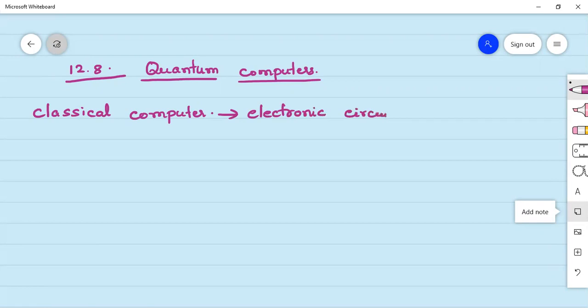So what do these circuits have? These circuits have some wires and some logical gates. Simplified it a bit. Okay. So the basics are these wires and logical gates.